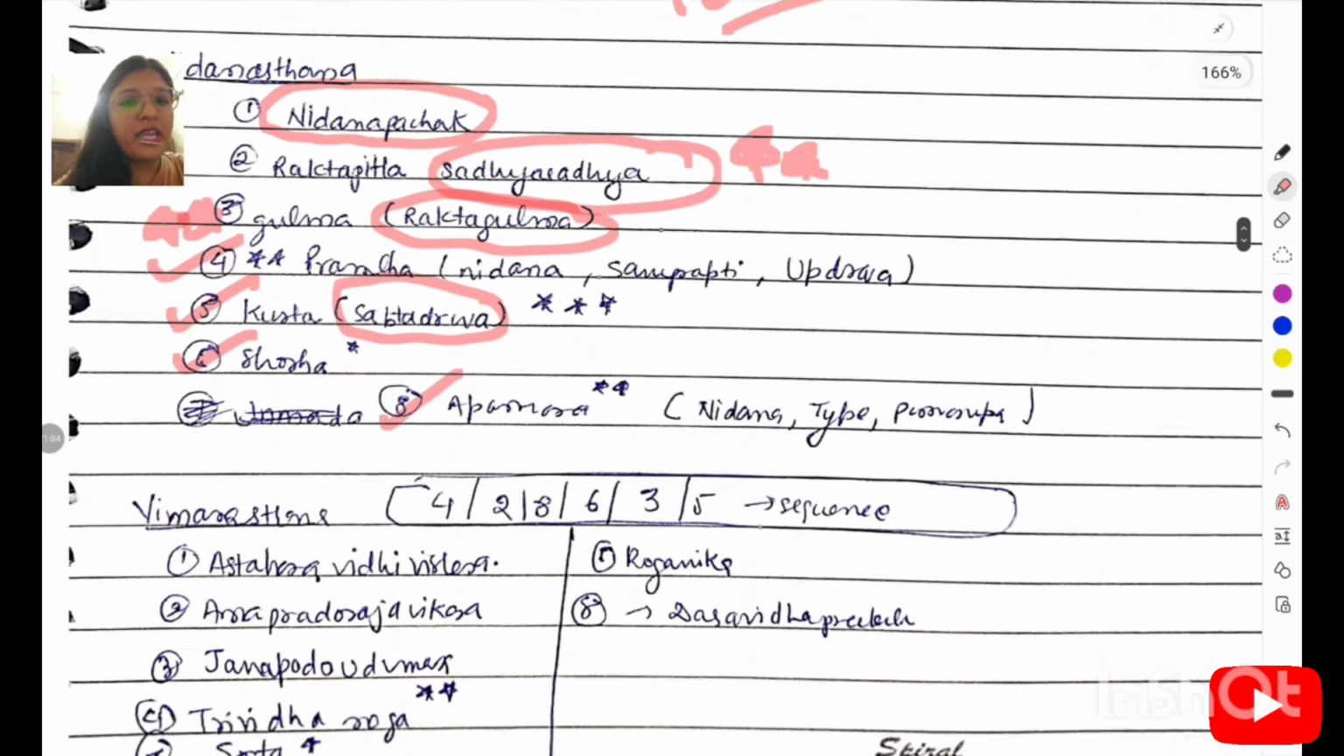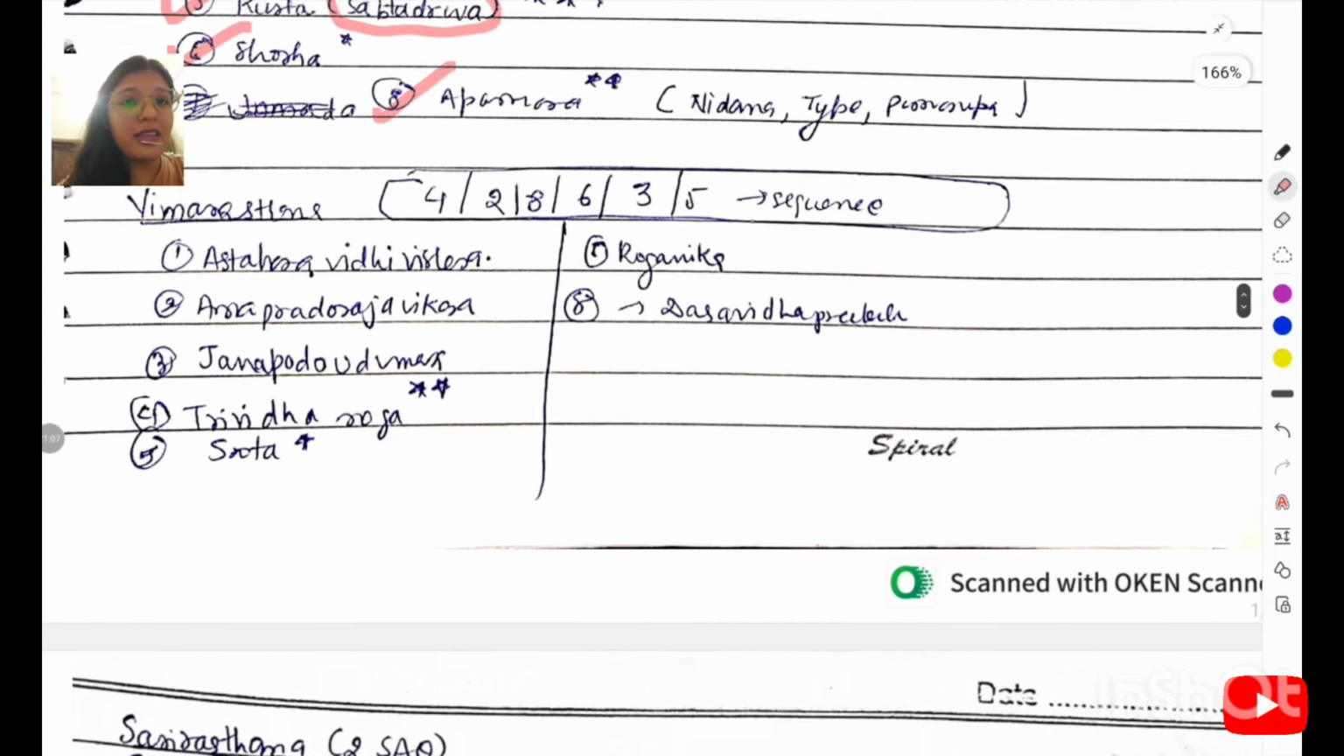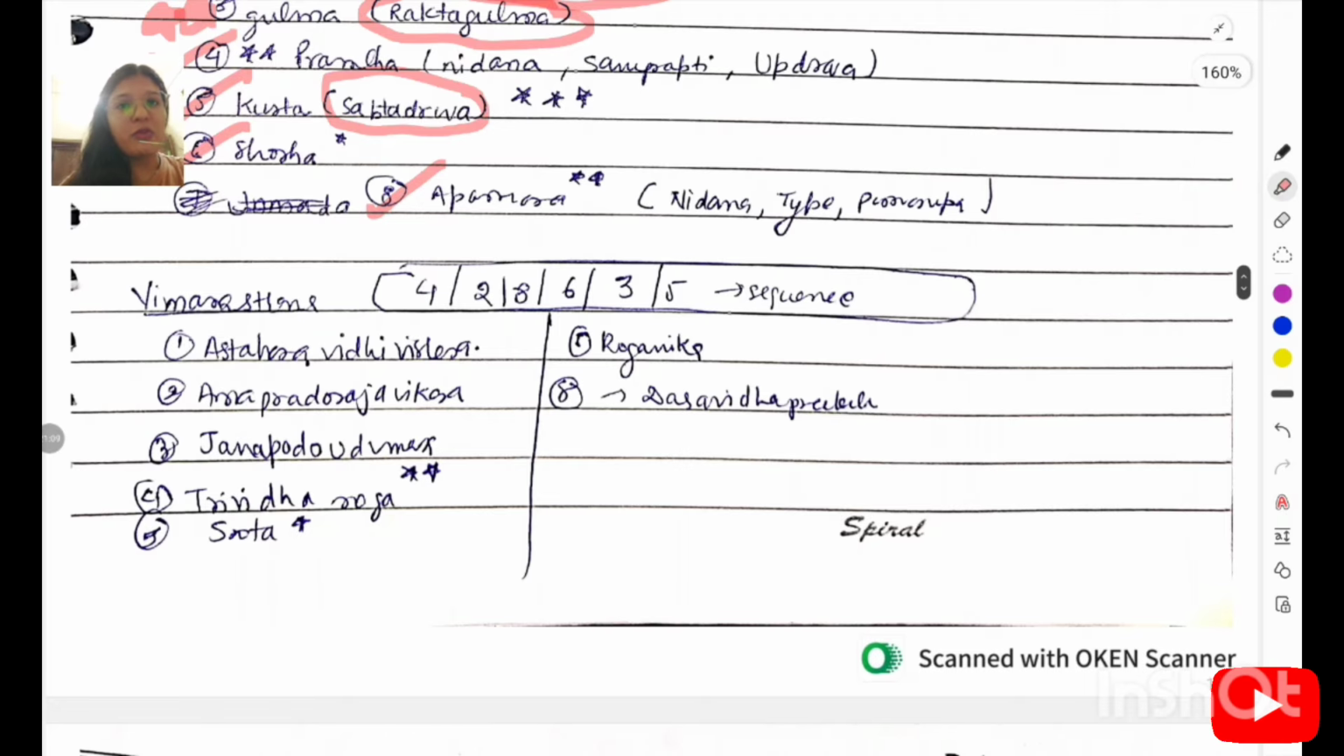Next comes our Vimana Sthana, and it is a major portion after Sutra Sthana, because 24 marks are coming. A 10 marks question is there, SCQ is there, and MCQ is there, and the sequence is 4th chapter, 2nd chapter, 8th chapter, 6th chapter, 3rd and 5th chapter. The 4th chapter is Trividha Roga. A 10 marks question can come from this portion.